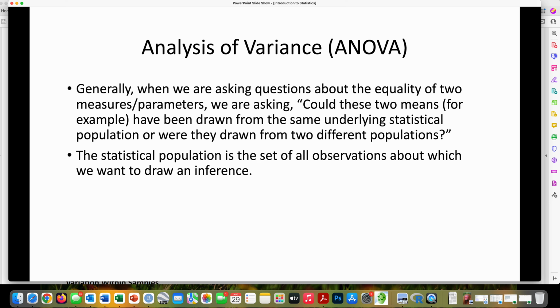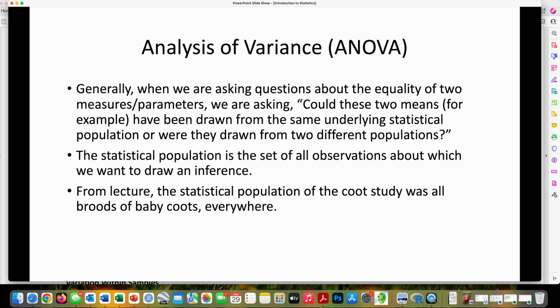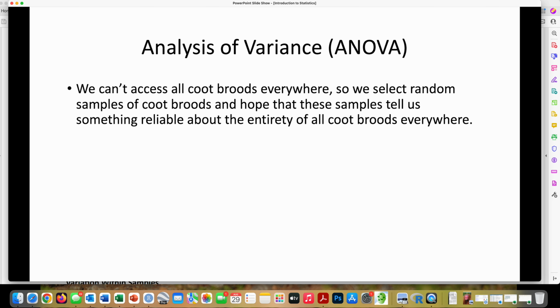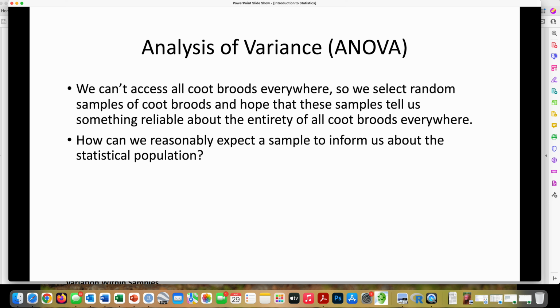Go through with them what a statistical population is, and we're basically sampling from that statistical population to get our sample, and we're hoping that that sample tells us something ultimately about that statistical population. You can use the example of coots. We did this case study in lecture already, where people looked at why baby coots are colored bright orange and their parents are solid black.